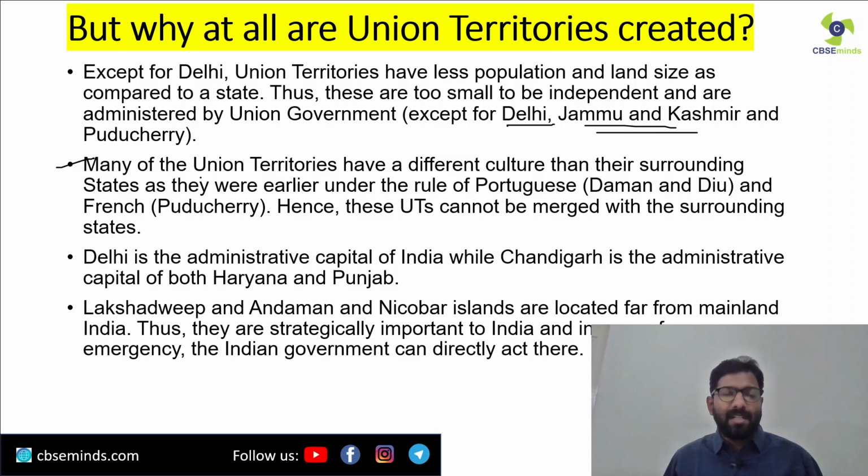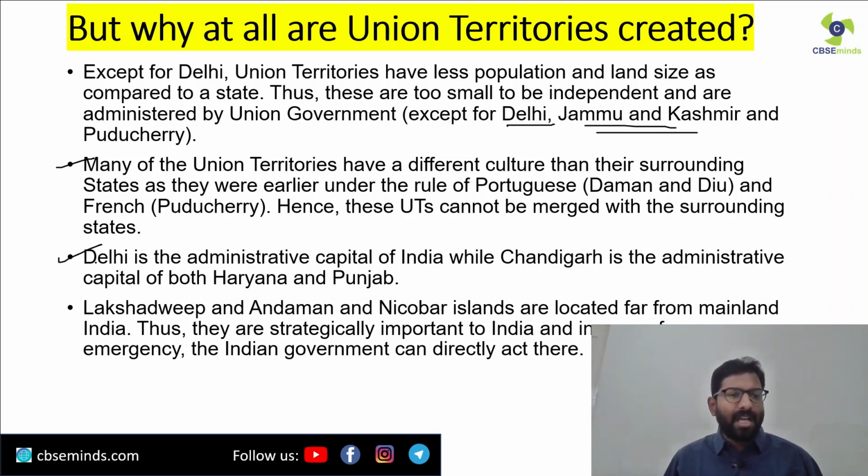Many of the union territories have a different culture than their surrounding states, as they were earlier under the rule of the Portuguese, as in the case of Daman and Diu, and the French in the case of Puducherry. Hence these union territories cannot be merged with the surrounding states. Clear? Because of the cultural differences, because of the cultural history which they have, they are not merged with the surrounding states, rather they are made a separate territory known as a union territory, which is administered directly by the government of India. Clear?